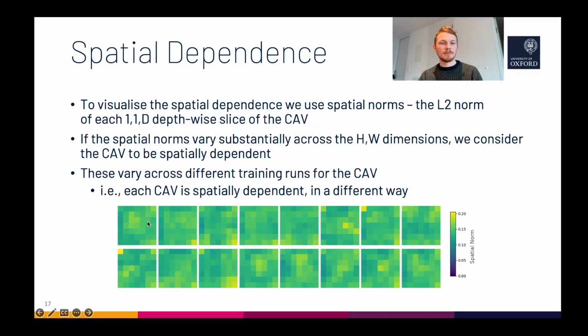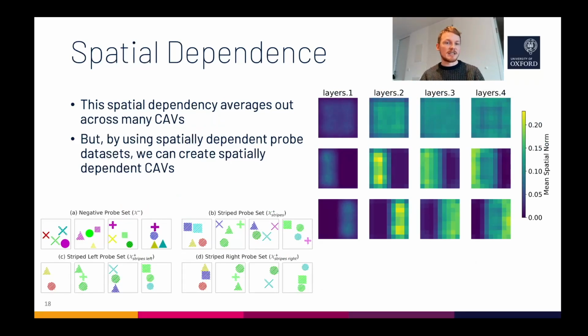And if we look at the spatial dependence of multiple CAVs across different training runs, we actually see it does look like there's some spatial dependence going on in these different training runs. But if we average these across, we actually find this disappears. So if you look at the top row of this diagram on the right, this shows you the average L2 norms for the striped concept in multiple different layers of the elements dataset. And we see there's no real spatial dependence in that top row.